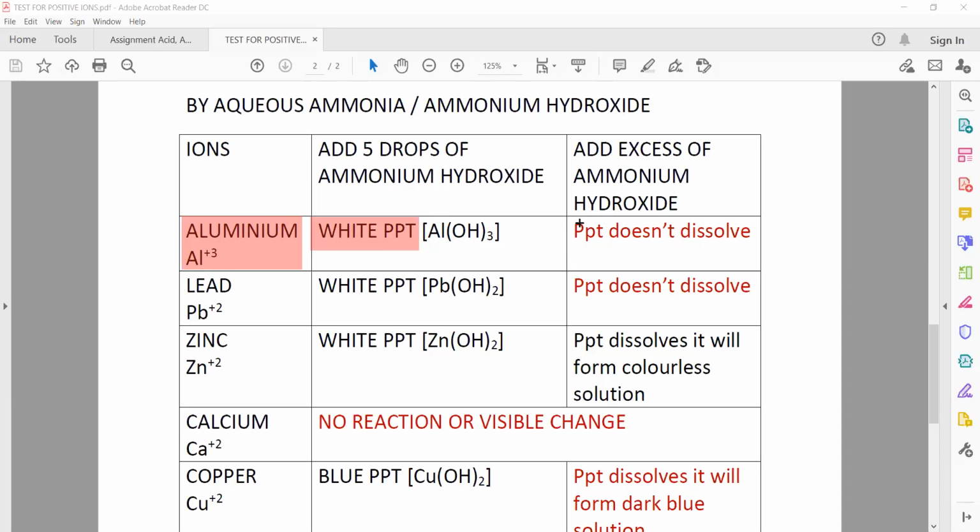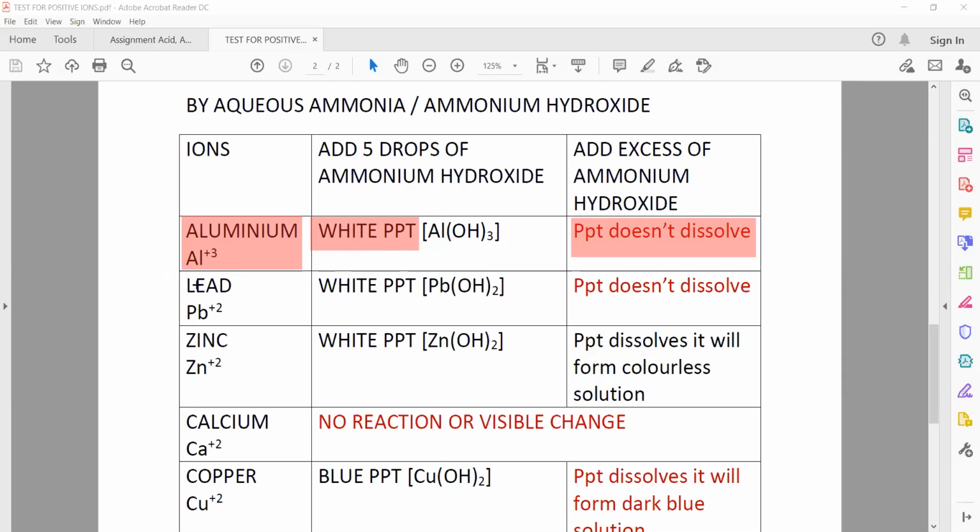When you add an excess, the precipitate does not... These are the tests to find, not ammonia, these are the tests to find the positive ion. Tests to identify the positive ion. In exam, they may give you the ion and they mention the test and you have to identify what will be the observation. Or in exam, from the test and observation, you have to identify which positive ion is present.